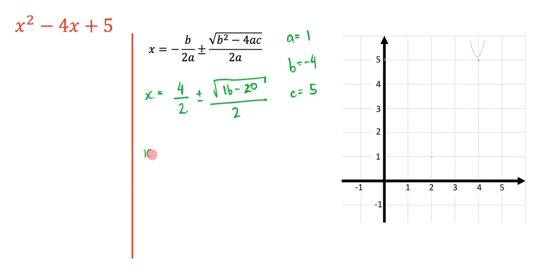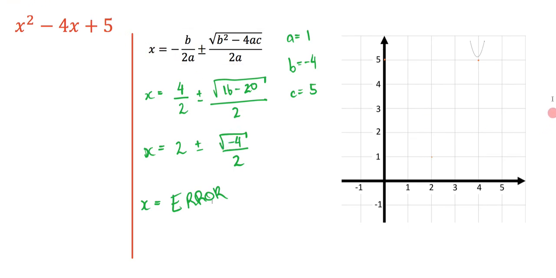And then I'm going to get x equals 2 plus or minus the square root of negative 4 over 2, and this is where things start to break down. What is the square root of a negative number? If you go ahead and write this whole equation into your calculator, what it's going to read is error. Nothing is going to come out. You can't square root a negative number. So in other words, what it's telling us is that there are no x-intercepts.